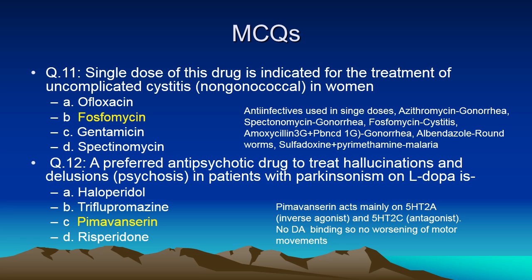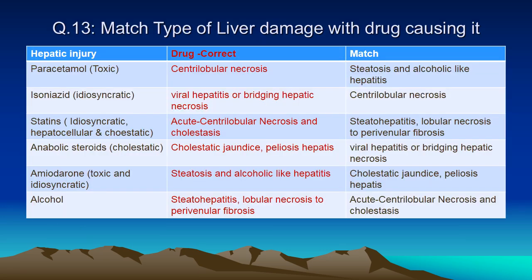Question 12. A preferred antipsychotic drug to treat hallucinations and delusions, that is psychosis occurring in a patient with Parkinsonism with or without levodopa. The answer is pimavanserin, because D2 antagonism is not the main mechanism of action of pimavanserin, and therefore chances of motor disturbances will be minimal. It acts mainly on the 5-HT2A and 5-HT2C receptors.